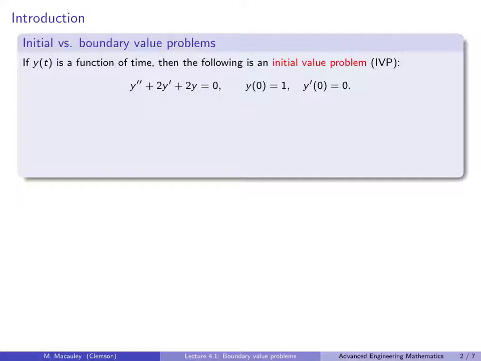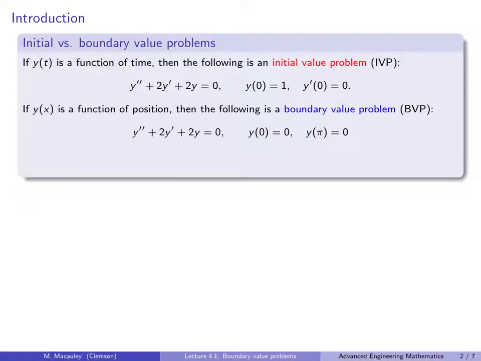So for an IVP, we need an ODE, for example, y double prime plus 2y prime plus 2y equals 0. Let's just suppose y is equal to position as a function of time. It doesn't have to be, but it's just easier to describe in English if it is. Then what makes this an initial value problem is that for each derivative, we have to specify an initial condition. So, for example, in this problem, y of 0 equals 1 and y prime of 0 equals 0. So this first one, think of it as saying the initial position is 1 and the initial velocity is 0.